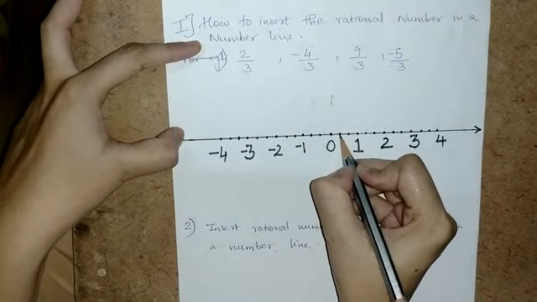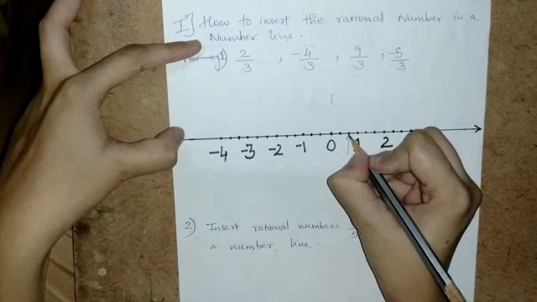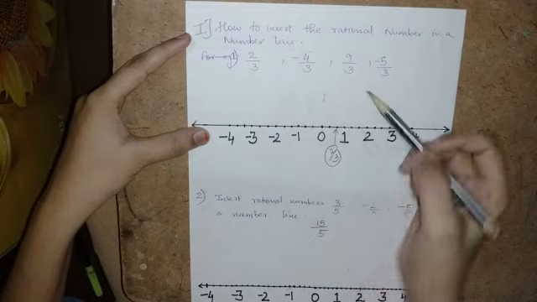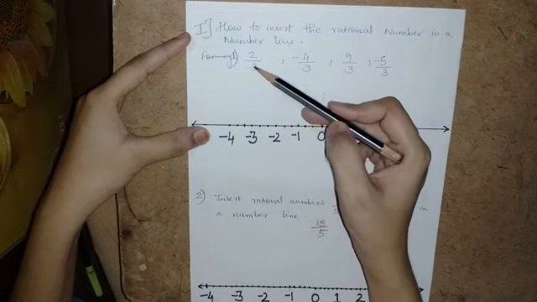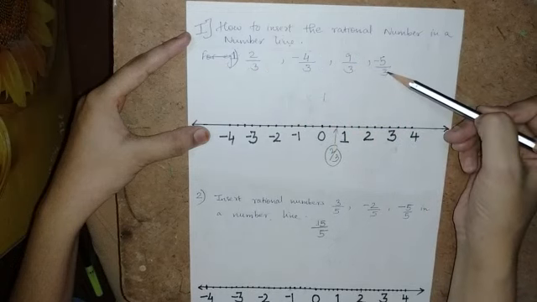This will be 1 by 3, and this will be 2 by 3. So you can see that we have to insert the rational numbers 2 by 3, minus 4 by 3, 9 by 3, and minus 5 by 3.